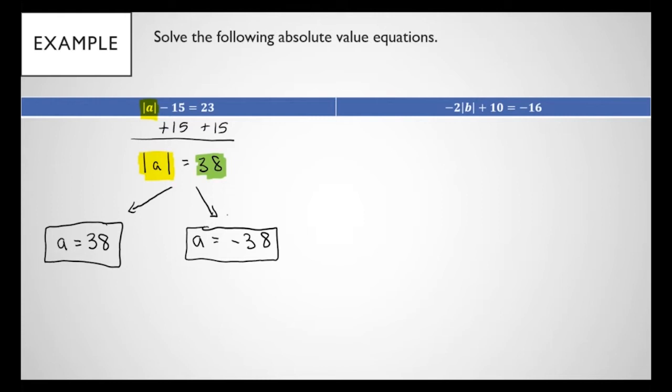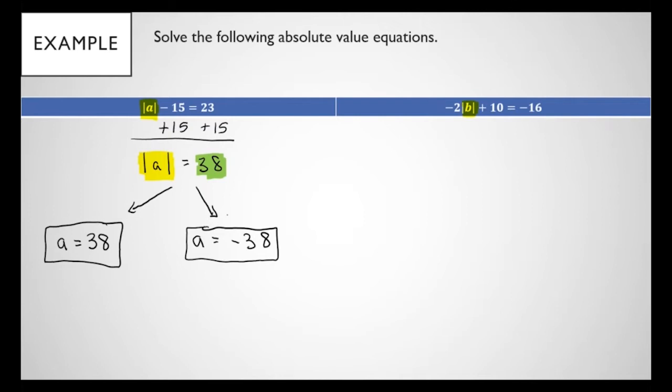So I'm going to move on to the problem on the right, and we're going to follow the same sort of structure. I need to get the absolute value of B by itself. So just like if I was solving for B without the absolute value symbols, I need to move the 10, and then I'm going to have to divide by the negative 2. So when you first start out, you're just treating it like you would solve for any variable, and you don't really think about those absolute value symbols. They're just symbols there.